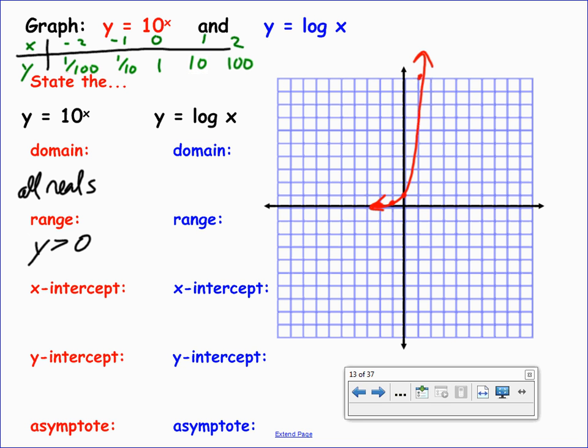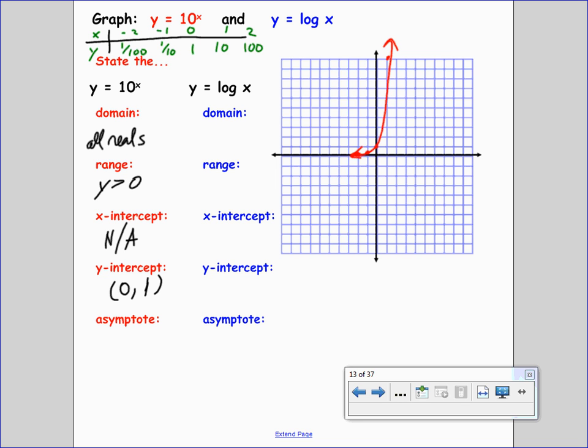The x-intercept? Well, there's no x-intercept. We never reach down to that x-axis. We get closer and closer the farther we look to the left end of the graph, and that's called a horizontal asymptote. We never get there. So the x-intercept does not exist, not applicable. The y-intercept, though, for our exponential function is the point 0, 1, and we've seen that in several of our graphs. Lastly, we have a horizontal asymptote at y equals 0, and that was one of our homework questions on the night 7.